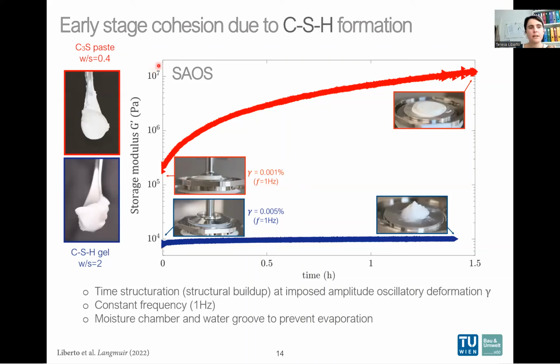If you see the storage modulus evolution as a function of time, you can see that the CSH has no evolution at all because everything is already formed. So there is no new reaction once we put it in the rheometer. And then the C3S, which is charged immediately after mixing with water, has an evolution that is probably due to the dissolution precipitation that I showed you before.